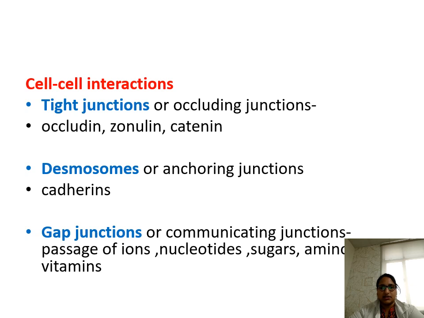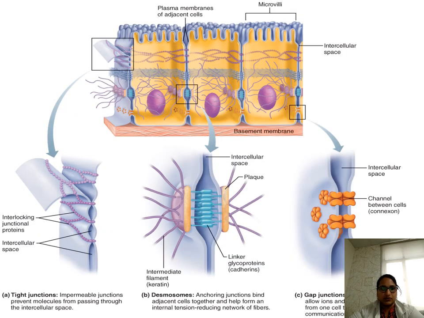And there are cell-to-cell interactions, which can be of three types: tight junctions, desmosomes, or gap junctions. Tight junctions, also called occluding junctions, include examples like occludin, zonulin and catenin. And desmosomes are also called anchoring junctions. Examples for this include cadherins. And the gap junctions or communicating junctions help in passage of ions, nucleotides, sugars, amino acids and vitamins.